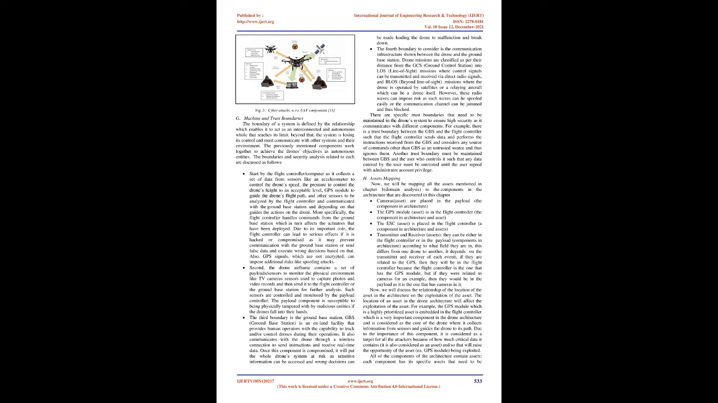More specifically, the flight controller handles commands from the ground base station, which in turn affects the actuators that have been deployed. Due to its important role, the flight controller can lead to serious effects if it is hacked or compromised, as it may prevent communication with the ground base station or send false data and execute wrong decisions based on that. Also, GPS signals, which are not encrypted, can impose additional risks like spoofing attacks.